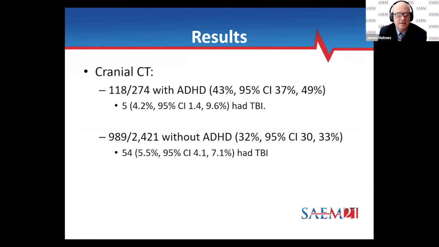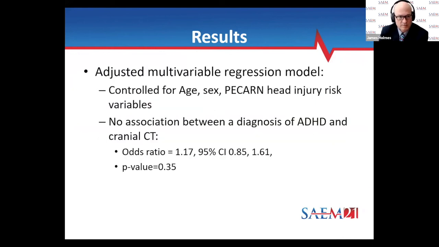When we looked at the rate of cranial CT in the population, 43% of those with ADHD underwent cranial CT scanning, whereas 32% of those without ADHD underwent cranial CT scanning. And so we were concerned that there might be a difference here. However, when we performed a multivariable regression model, where we controlled for age, sex, and PECARN head injury risk variables, there was no association identified between a diagnosis of ADHD and undergoing cranial CT scan, with an odds ratio of 1.17 that crossed 1.